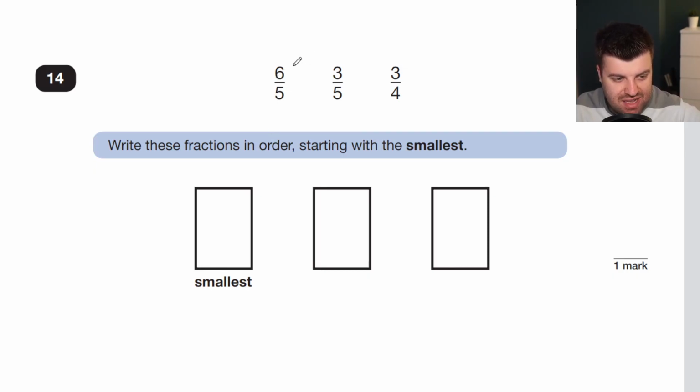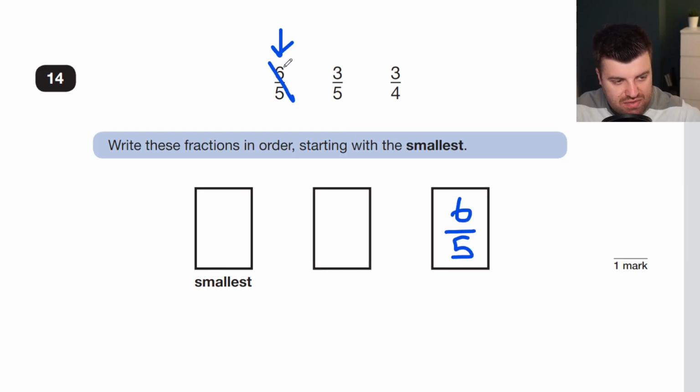Now, the first thing I'll say is you can see straight away that 6/5 is the biggest. How do we know this? It is the only improper fraction. This is bigger than one whole. The numerator is bigger than the denominator. It's the only time it happens. So this must be the largest one.